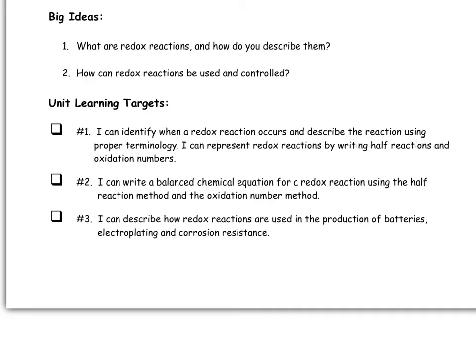In this lesson, we'll finish our discussion of big idea number 1, what are redox reactions and how do we describe them, and we'll complete learning target number 2. By the end of this lesson, you should be able to write a balanced chemical equation for a redox reaction using either the half reaction method or the oxidation number method.